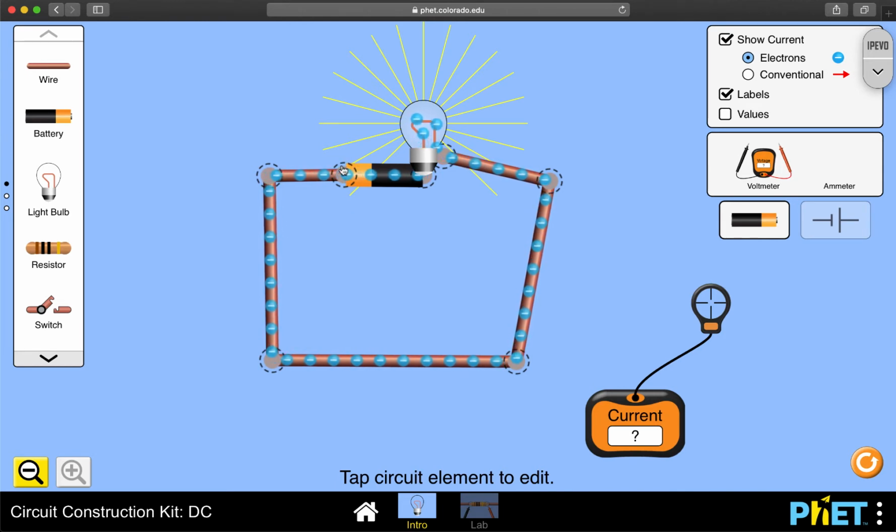This is the positive side of the battery. This is the negative side of the battery. I want you to pay attention to plus, minus, and the electrons, of course, which are flowing away from the negative side of the battery, going through the wire, and then back to the positive side of the battery.